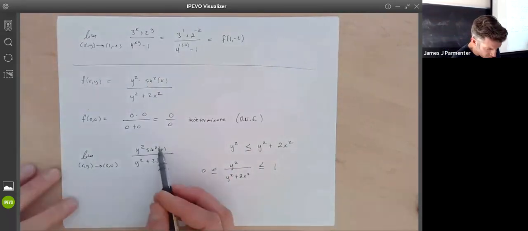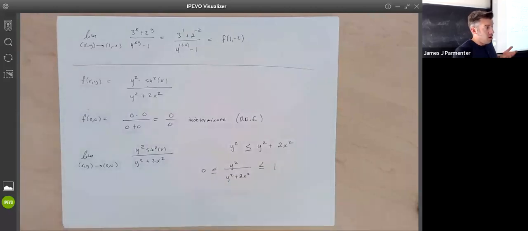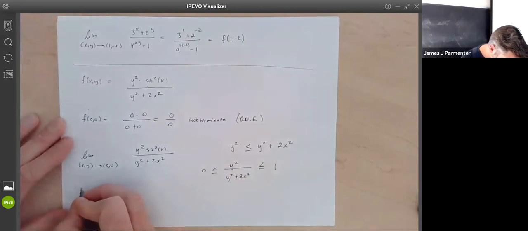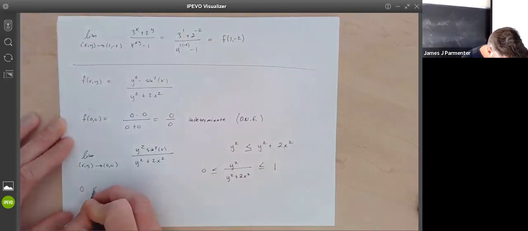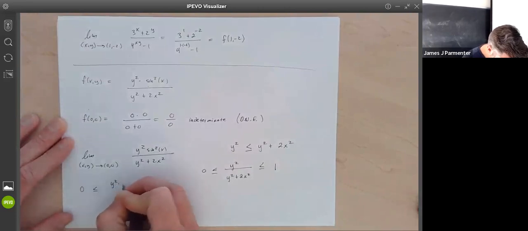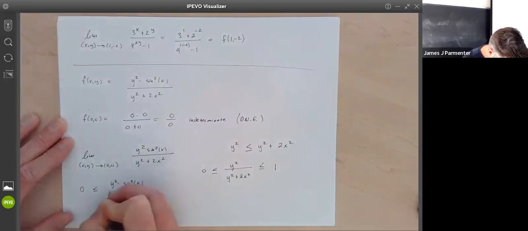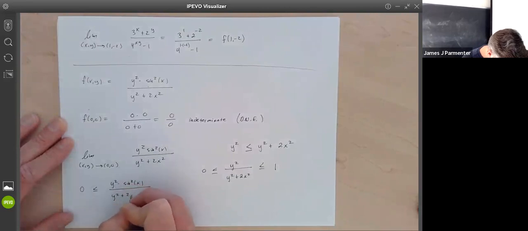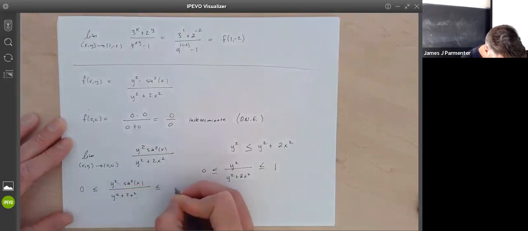And now we're going to multiply the whole thing by sin². Sin² is also always non-negative, right? It could be 0, but it can't be negative. The reason I point that out is because when you multiply inequalities by a negative, you have to change the direction of the inequality. That's not an issue here. So then I have 0 times sin² is less than or equal to y² sin²(x) / (y² + 2x²), which is less than or equal to 1 times sin²(x).